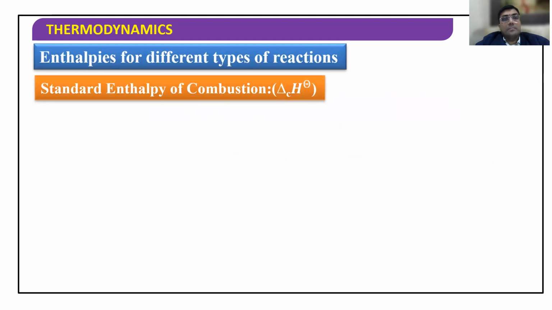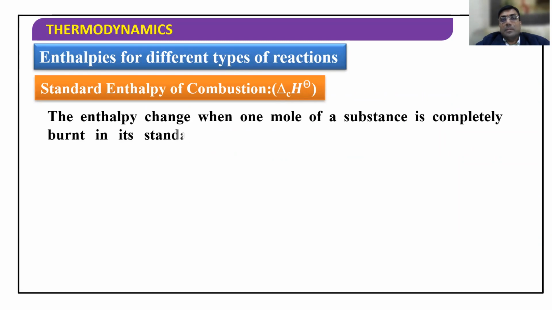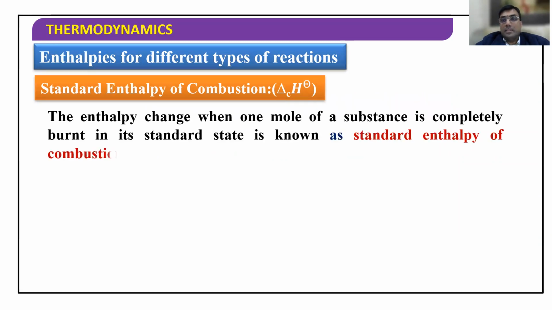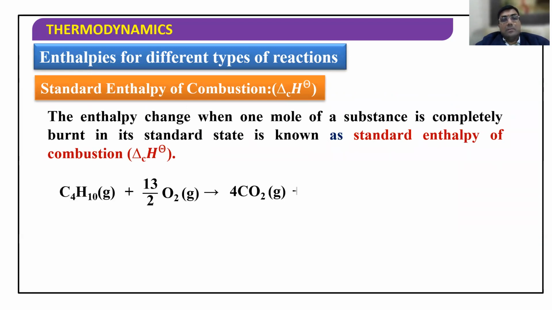So enthalpy of combustion: 1 mole of substance is completely burnt in its standard state. That is called enthalpy of combustion. So you can see it is completely converted into CO2 and water, and the heat is released. Enthalpy of combustion is always an exothermic reaction. Enthalpy of combustion is always exo. Okay, that's why you get minus.